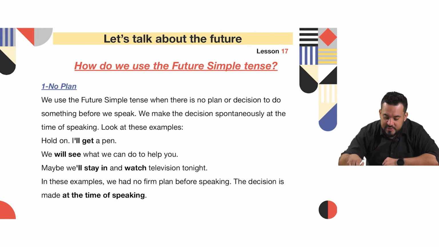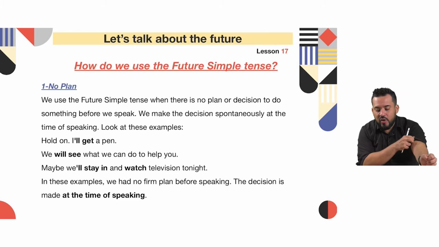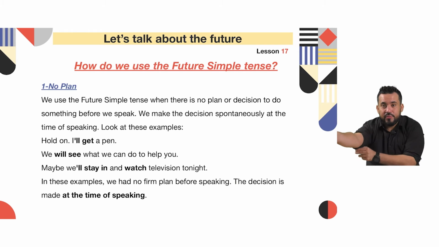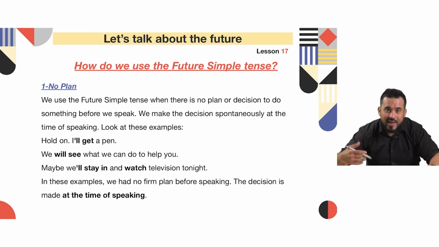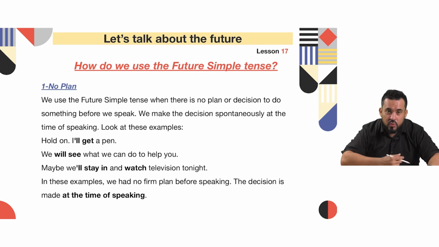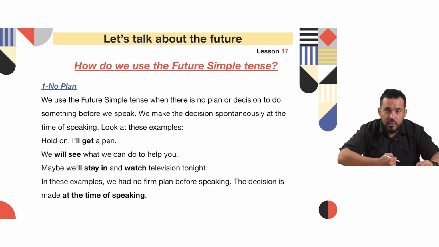Okay, now let's take a look at the uses. Why and how do we use the future simple tense? Why do we use it? How do we use it? What is its function? No plan. That is the number one rule. If we don't have a plan and we are just talking about the future, we use the future simple. We use the future simple tense when there is no plan or decision to do something before we speak.